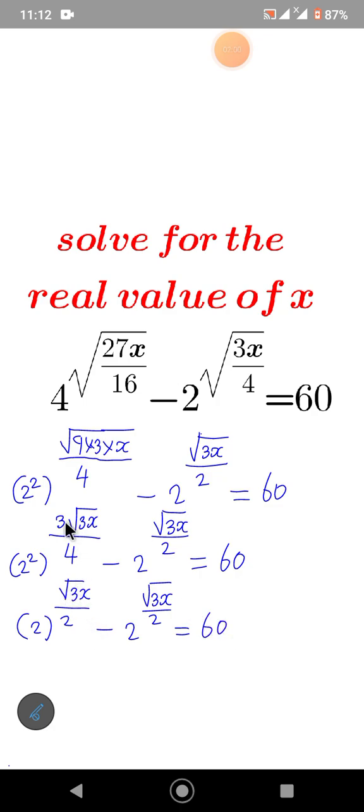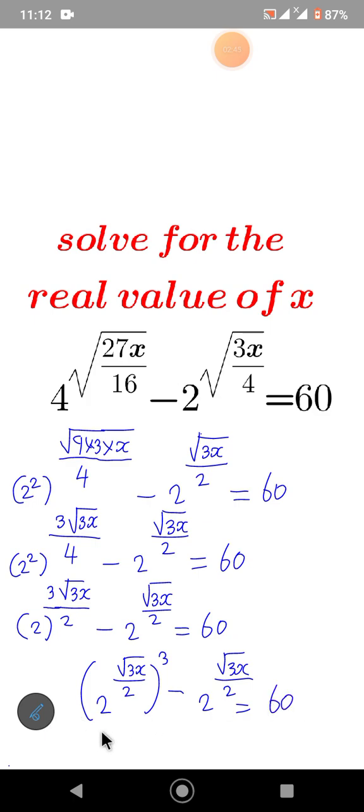Now we know we have a 3 here. My next step now would be to take this power. This 3 is multiplying the square root of 3x all over 2, so I'm going to take this square root of 3x all over 2 inside, and leave only the 3 outside. So I'm going to write this expression here as 2 raised to the power of the square root of 3x all over 2, all raised to the power of 3, minus 2 raised to the power of 3x over 2, all equal to 60.